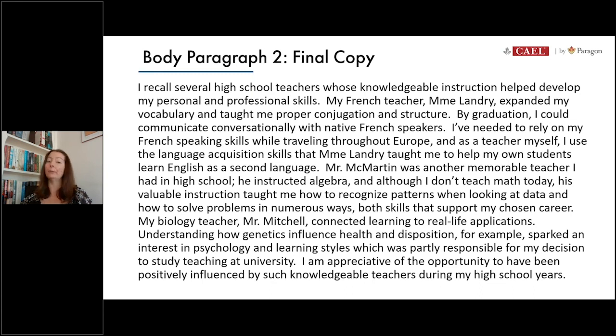All right, this is the version that will be submitted, so we want it to be as strong as we can get it. So it now reads, I recall several high school teachers whose knowledgeable instruction helped develop my personal and professional skills. My French teacher, Madame Landry, expanded my vocabulary and taught me proper conjugation and structure. By graduation, I could communicate conversationally with native French speakers. I've needed to rely on my French speaking skills while traveling throughout Europe, and as a teacher myself, I use the language acquisition skills that Madame Landry taught me to help my own students learn English as a second language.